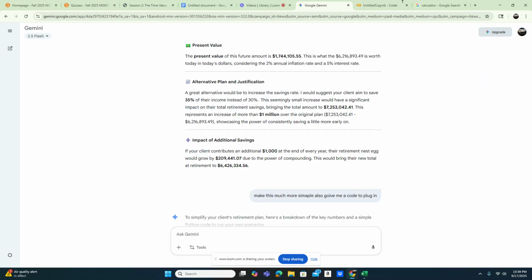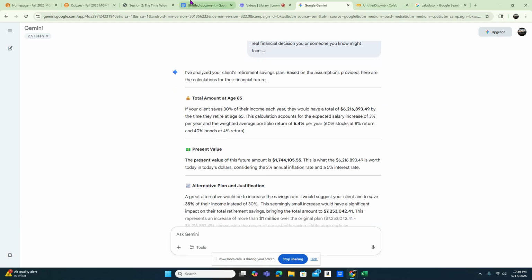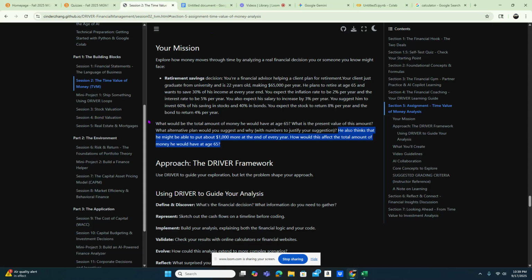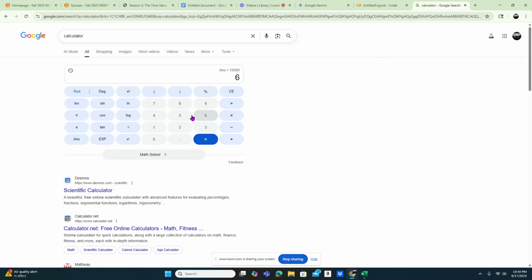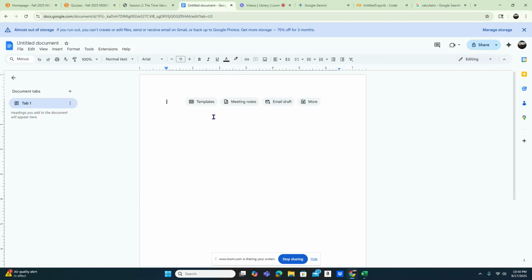So the first question you have to ask yourself is, what would be the total amount of money he would have at age 65? How do you find that? Let's put it in an easier way. If he makes $65,000 per year, in the first year he would save $19,500. So let's write it down: $19,500 the first year.